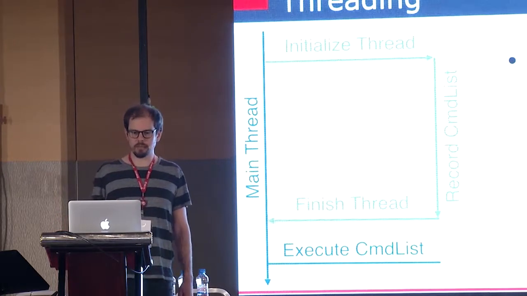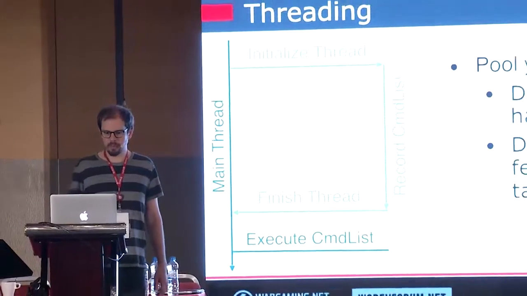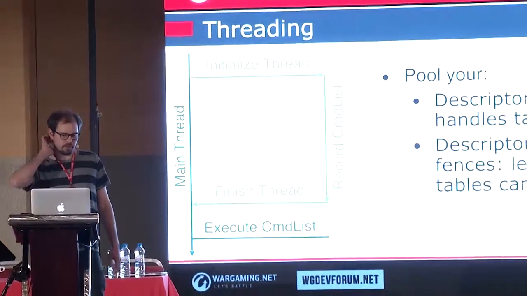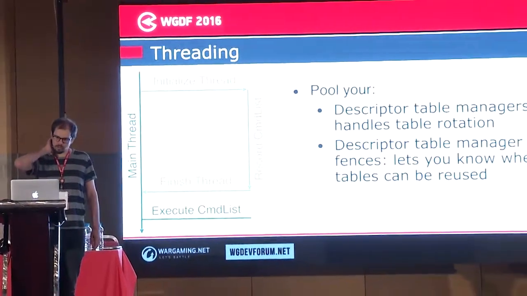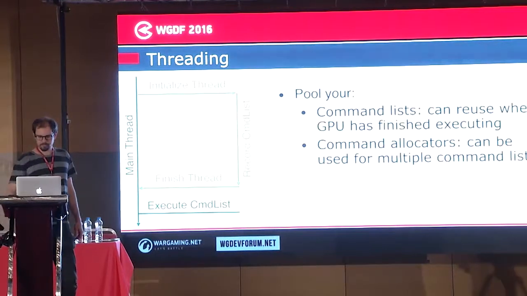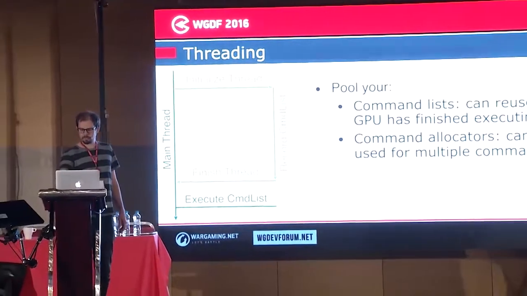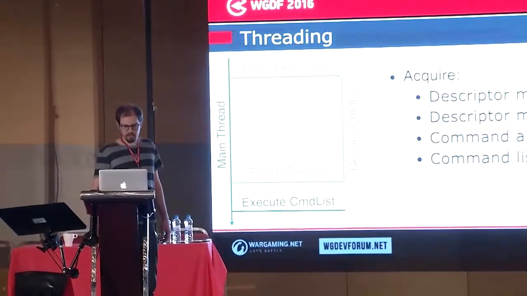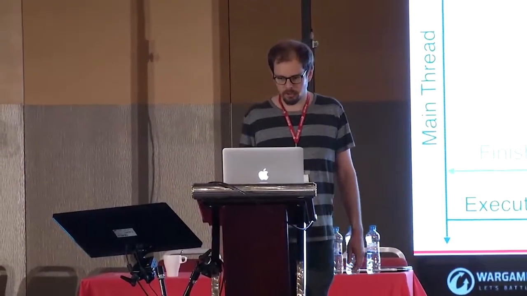We pool our descriptor table managers. In thread initialization, we pool a single manager for each thread we use. Manager then handles table rotations, allocates more space, and so on. We also pool command lists and allocators in a similar way. So in thread initialization, we acquire descriptor table manager, fence for it, command allocator, command list.